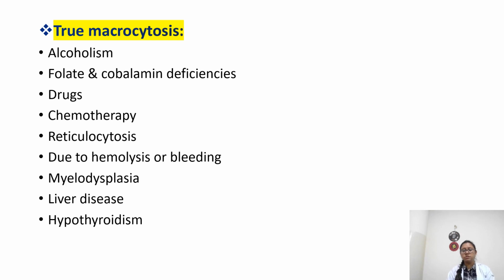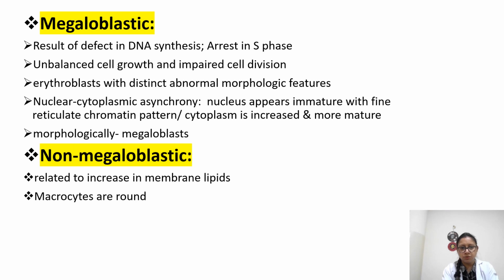But true macrocytosis means where RBC size actually increases. That happens in alcoholism, folate and cobalamin deficiency, drugs, chemotherapy, reticulocytosis due to hemolysis or bleeding, myelodysplasia, liver disease, hypothyroidism. So these are conditions where you get true macrocytosis. Now as I said, in macrocytosis the size of the RBC will be larger, and we can divide it into two types. It can be megaloblastic or non-megaloblastic.